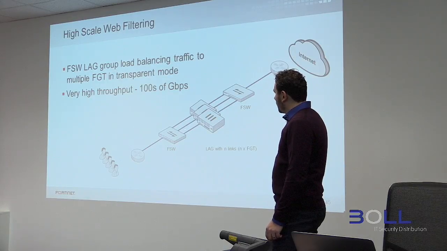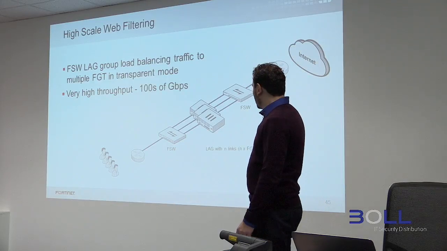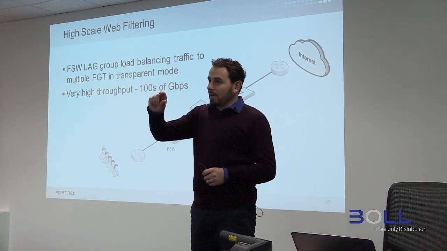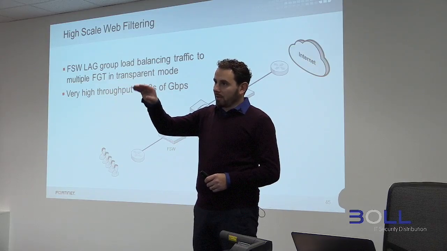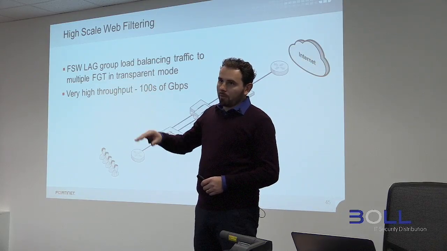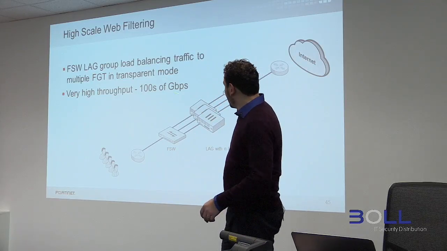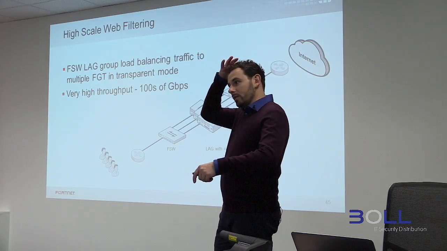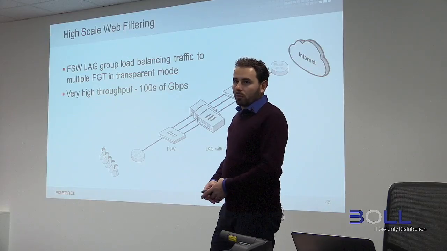Each link is going to a different FortiGate, and then the switch has a hashing method to decide which flow goes to each link, so it can load balance traffic to each of the FortiGates, and then it can scale the solution to hundreds of gigabits. We have a solution today that is running at 70 gig, and they are going to put more.